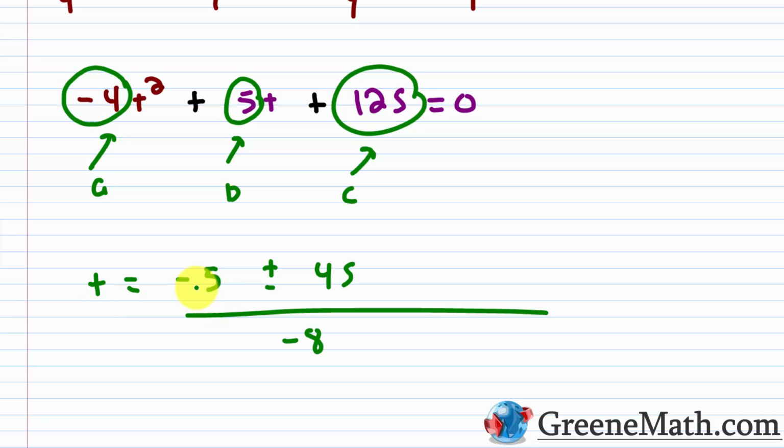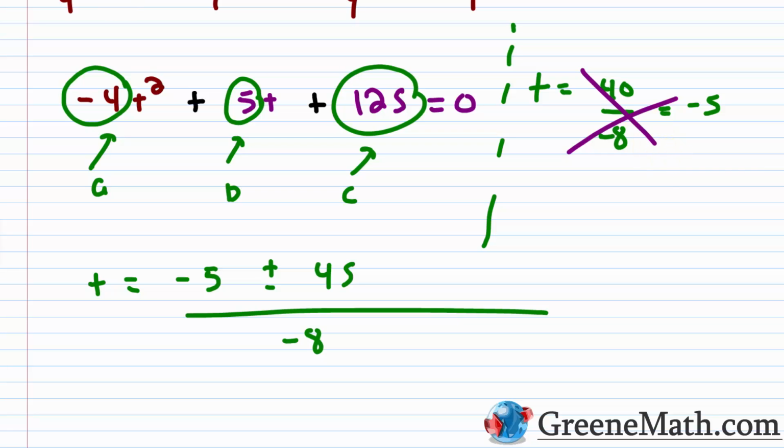So the first one would be negative 5 plus 45. So let me do that over here. So t equals negative 5 plus 45, which would be positive 40 over negative 8. This would end up giving me negative 5 seconds, which again doesn't make sense. So we're just going to throw that solution out. We don't need it.